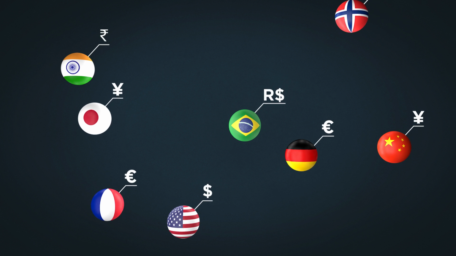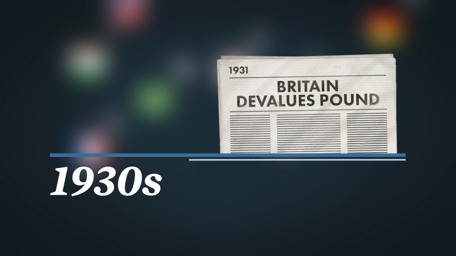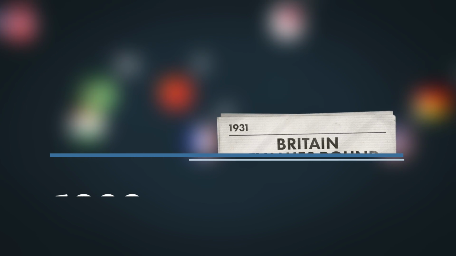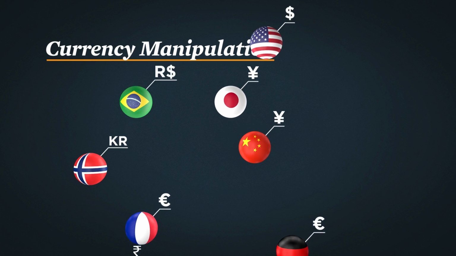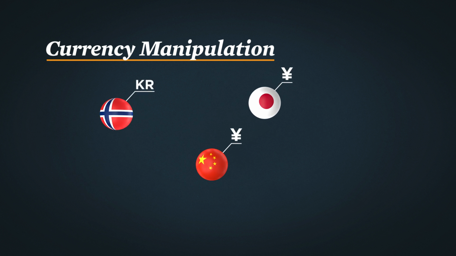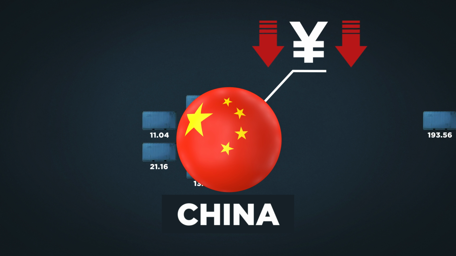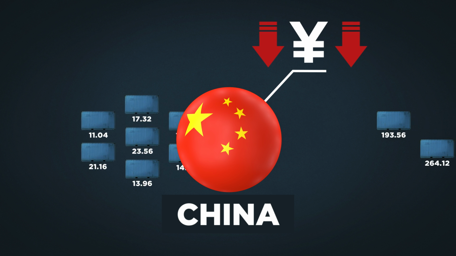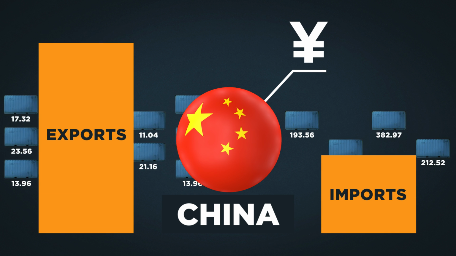Nations have clashed over the values of their currencies since at least the 1930s. In recent years, a major source of conflict has been currency manipulation, a way countries can gain an unfair advantage over their trading partners. It happens when a country keeps the value of its currency artificially low to make its exports cheaper and imports more expensive, in hopes of building up a trade surplus.